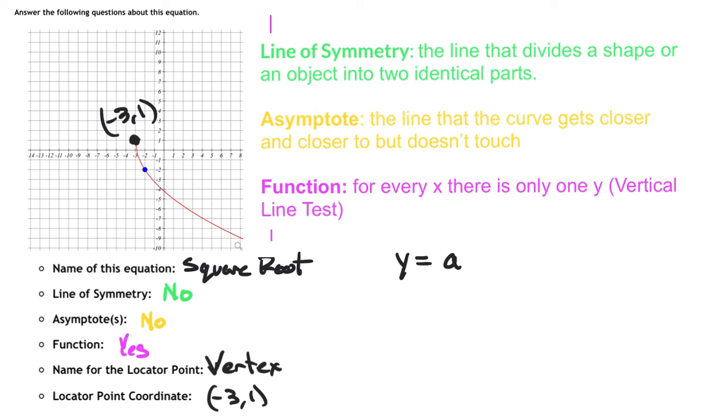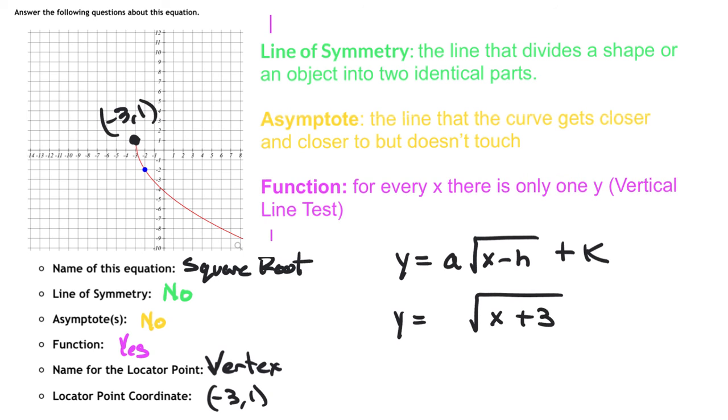The general equation for a square root is a times the square root of x minus h, where the minus h is inside the square root, but the plus k is outside. So as we use the -3, 1 to begin with, we can say this is going to be x plus 3 inside the square root, and then plus 1 outside.